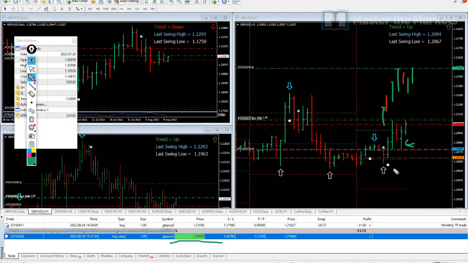Do not confuse this trade with this order that's running. That's a longer time frame trade, which we'll be talking about more in the next few live trading session videos.